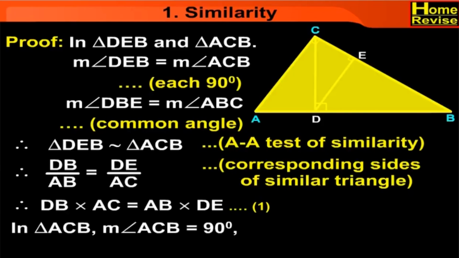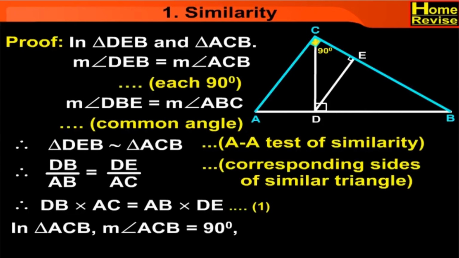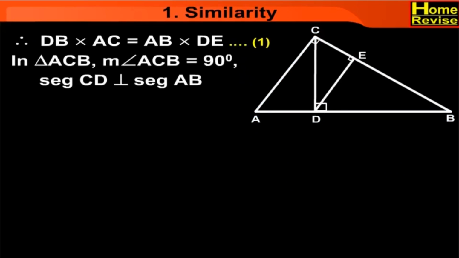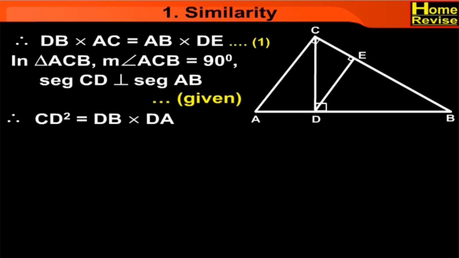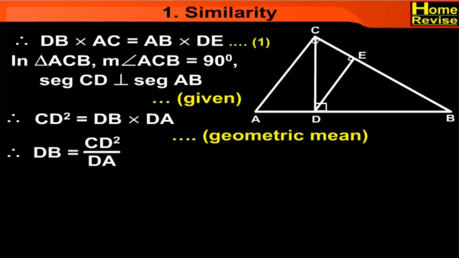Now, in triangle ACB, measure of angle ACB is equal to 90 degrees. Segment CD is perpendicular to segment AB. Reason: given. Therefore, CD square is equal to DB into DA. Reason: geometric mean. Therefore, DB is equal to CD square upon DA. Let this be equation number 2.